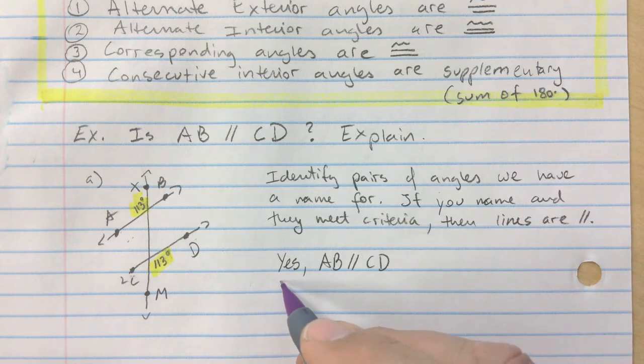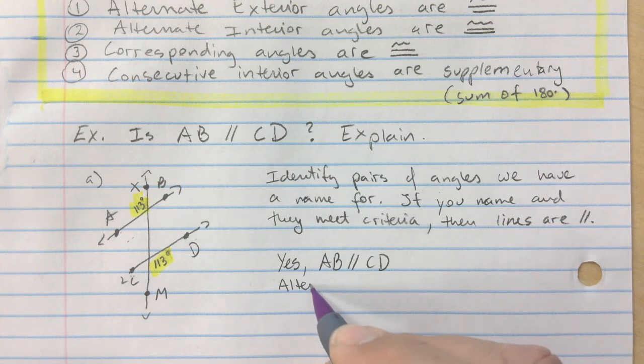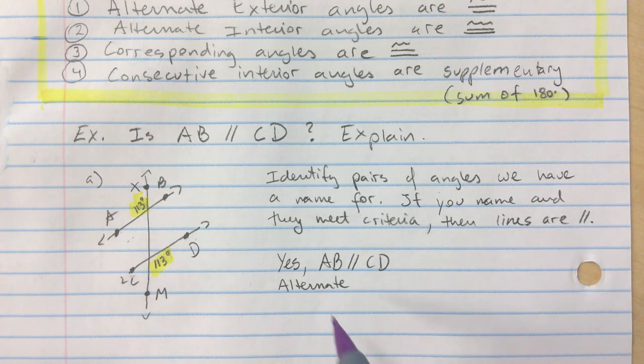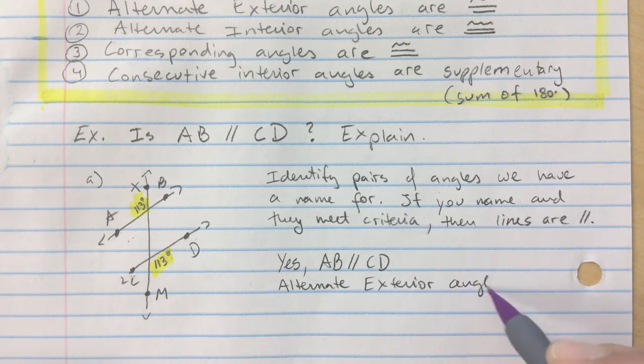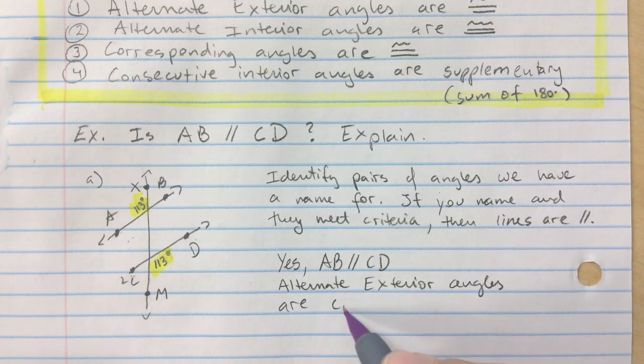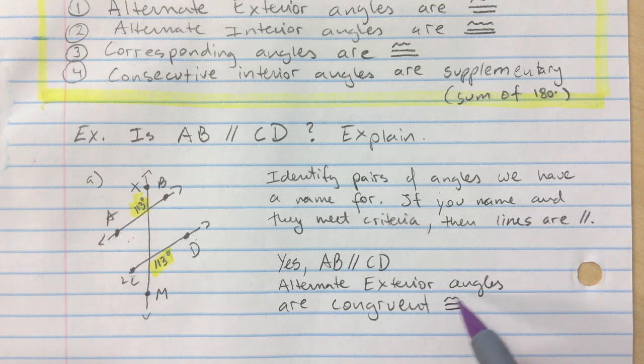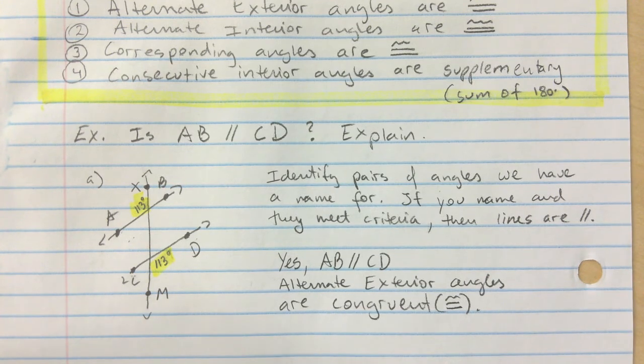Because alternate exterior angles are congruent. You won't have this on the question, right? You can use this or you can use this. It's up to you. In this case, it's as simple as that. But you can't just say yes or no. That won't work. Okay? And so let's keep going.